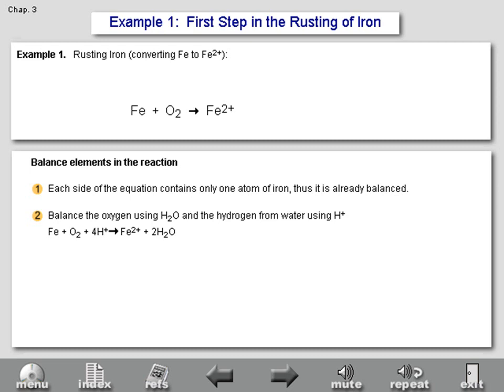This equation represents the first step in the rusting of iron, the reaction of iron with oxygen to produce ferrous ions.